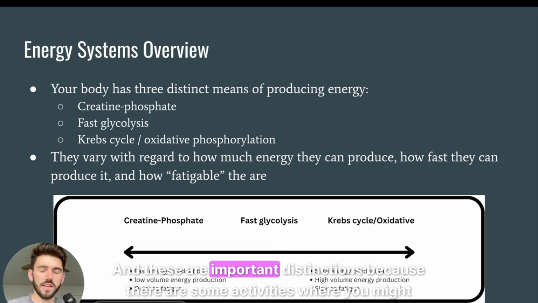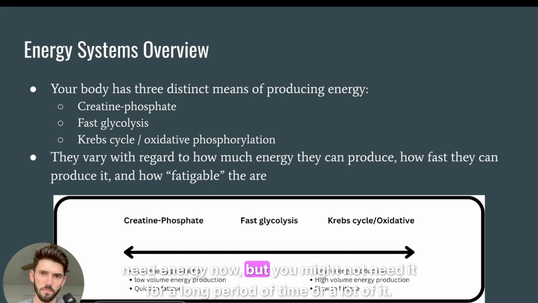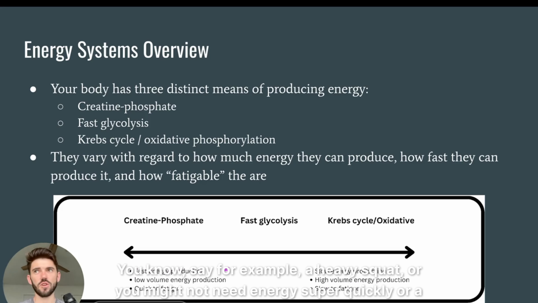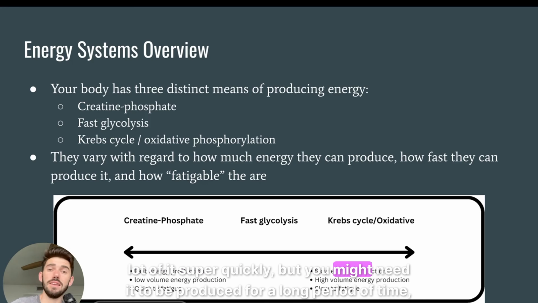And these are important distinctions because there are some activities where you might need energy now, but you might not need it for a long period of time or a lot of it. Say, for example, a heavy squat. Or you might not need energy super quickly or a lot of it super quickly, but you might need it to be produced for a long period of time, say a 60-minute run.